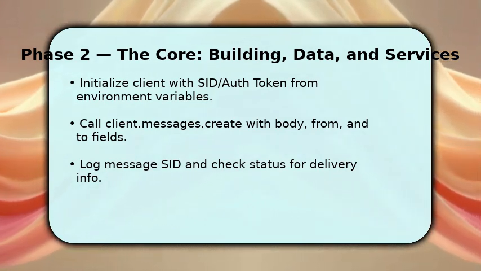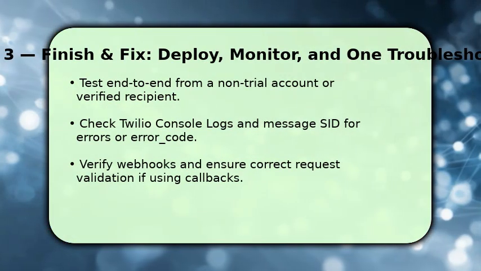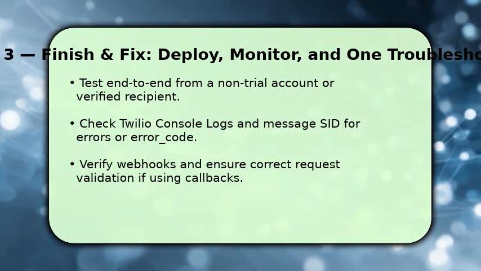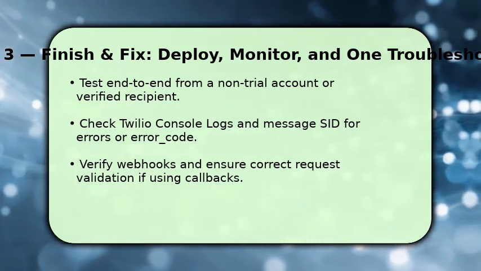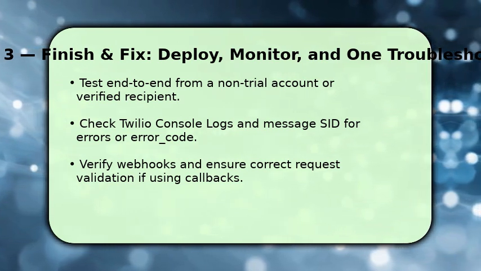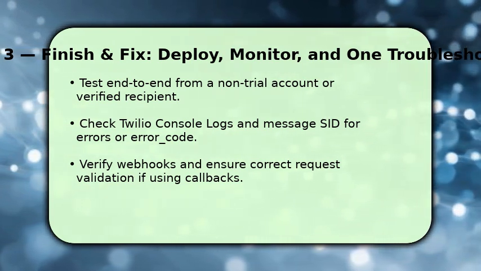To finish, run an end-to-end test from your environment. Make sure the recipient is allowed if on a trial account. Once sent, inspect the Twilio console or fetch the message by SID to see status and any error code. This tells you why a send failed.